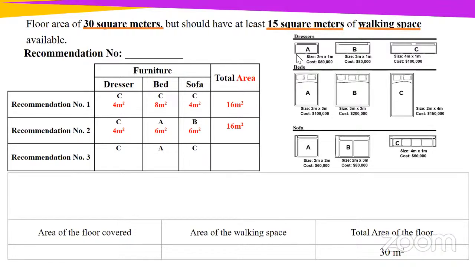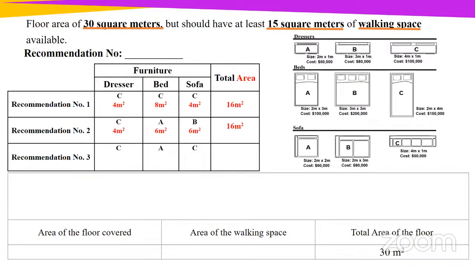Jada: Yes, miss. Would you like to repeat the question? Okay, boys and girls, we are completing the table, recommendation 3. We want to find the area of each of the furniture recommended. We have dresser C, bed A, and sofa C. So we are completing the table, boys and girls.